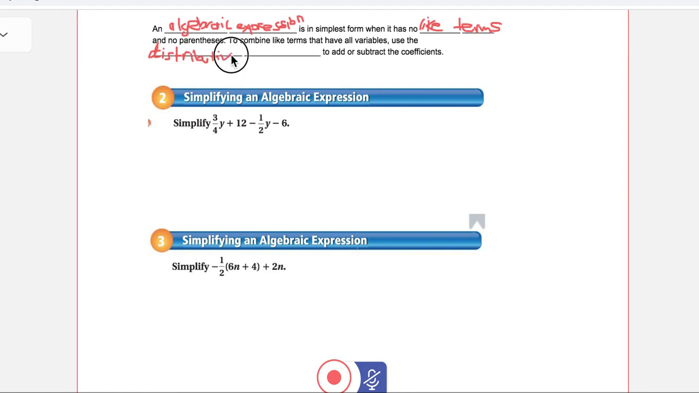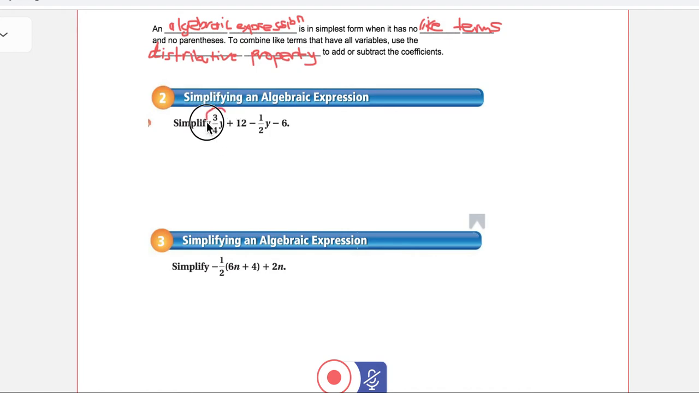Okay, this is supposed to say distributive property. And we use the distributive property to add or subtract the coefficients. So for example, in example 2, simplifying an algebraic expression, all this really means is first we start off with what are our like terms? Can I combine any like terms?